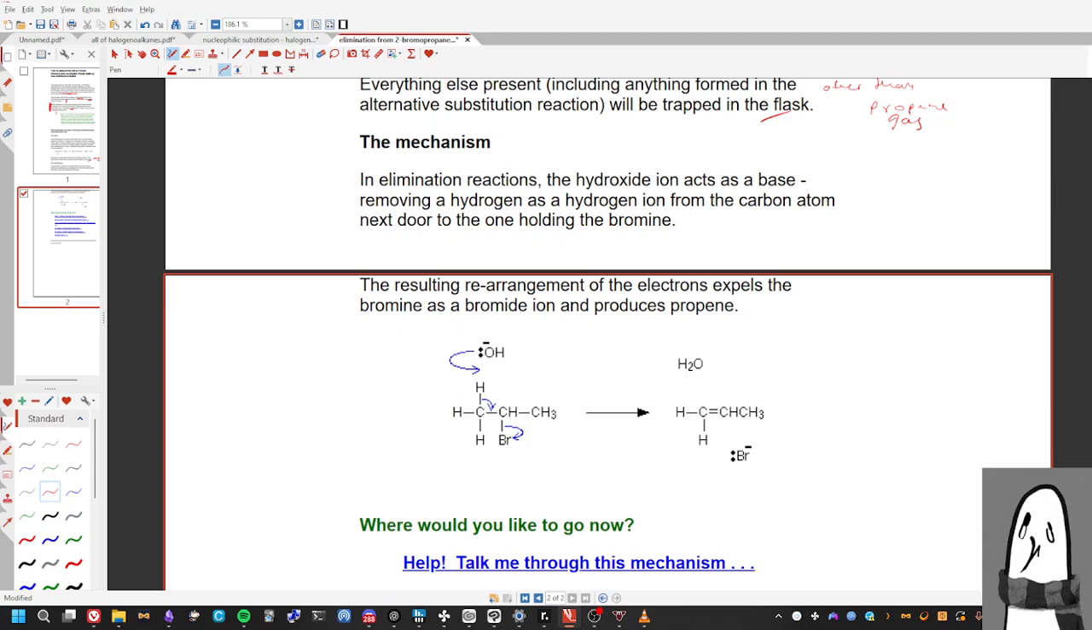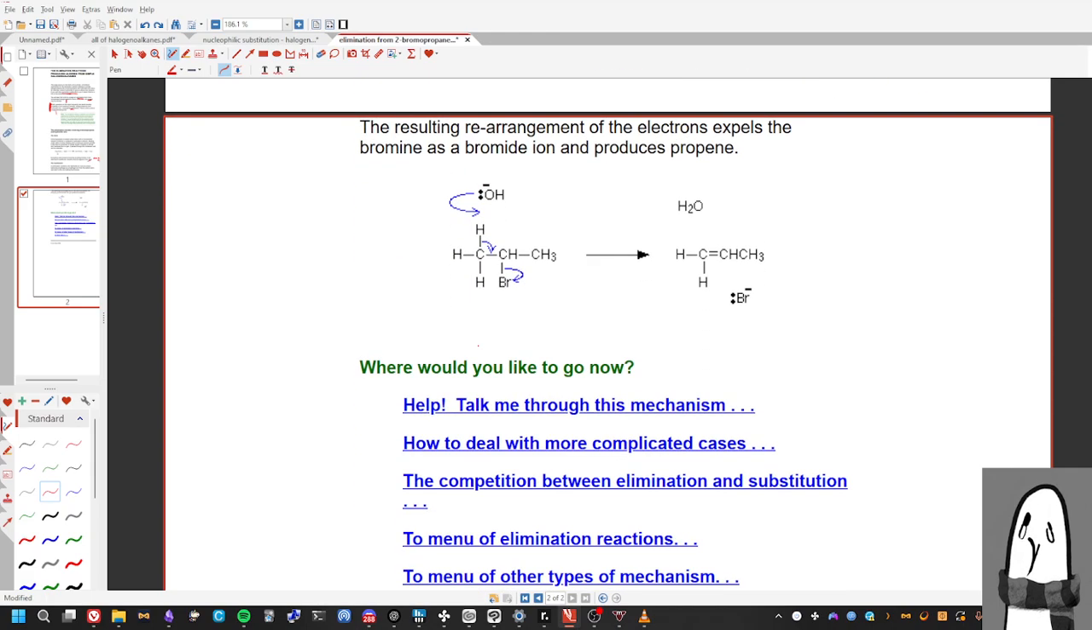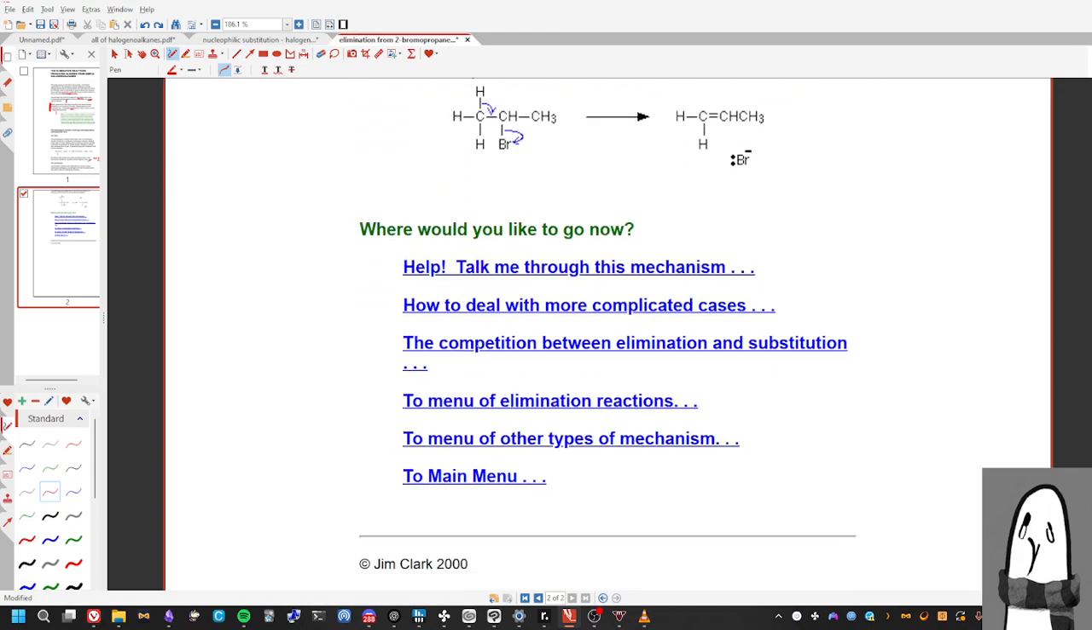So you have a hydrogen next door to the bromine, and it removes that hydrogen. It draws a line between these two, forming that bond between these two. Okay, that's what's happening. That's it.